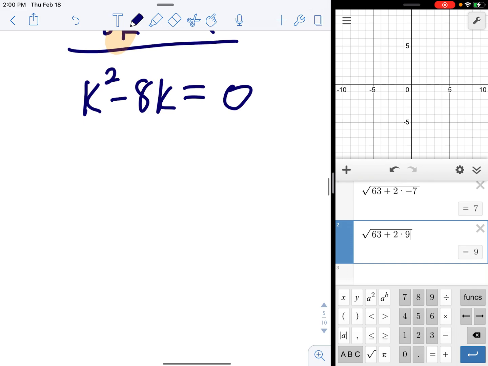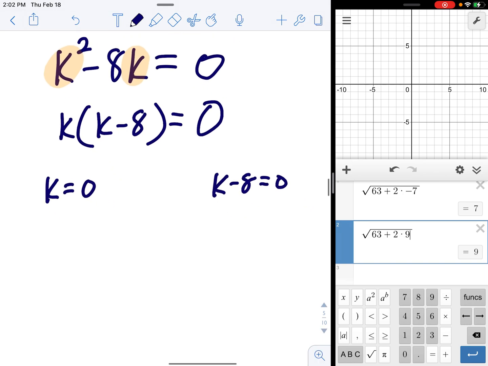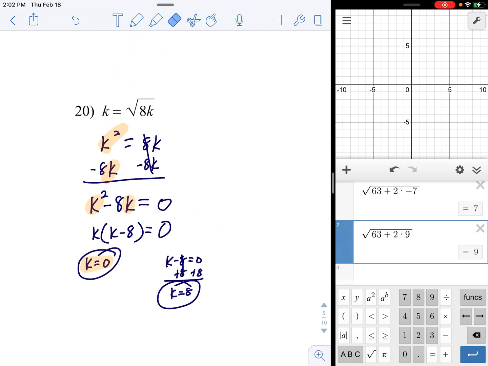When we factor this, because it's not a trinomial, I'm not going to do this kind of factoring. We need to do common factoring. Both terms have a k in common, so you bring out the k, and you get k minus 8. Now set each factor equal to 0 and solve them. Well, this one's already solved, 0. This one I need to add 8 to both sides, k equals 8. So I get two answers. Is either one extraneous? Well, let me plug them in and see.